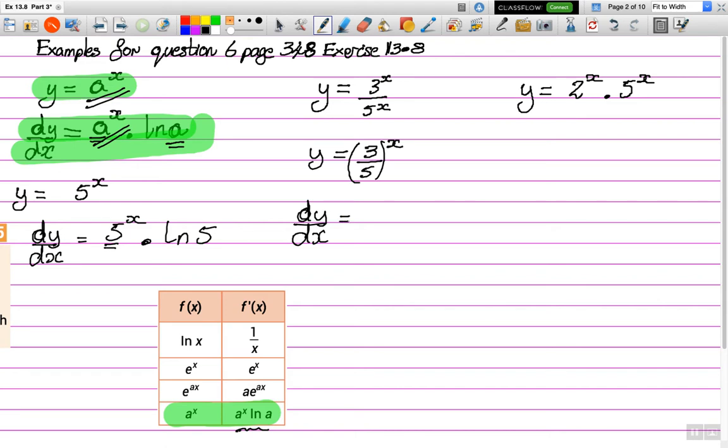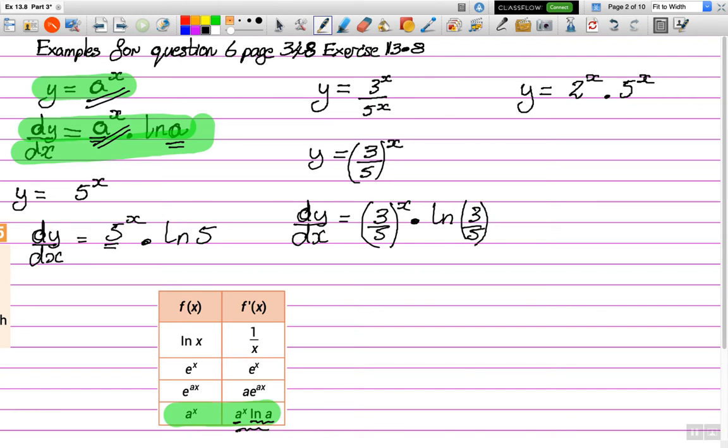So what's the base? The base is 3 over 5. What's its power? Its power is x. What do we then multiply by? We then multiply by the log of the base number, which is going to be log of 3/5. And that's the end of that one.